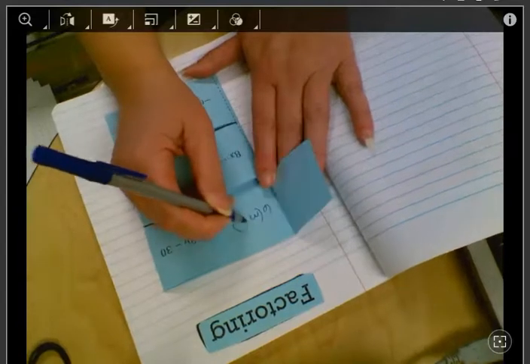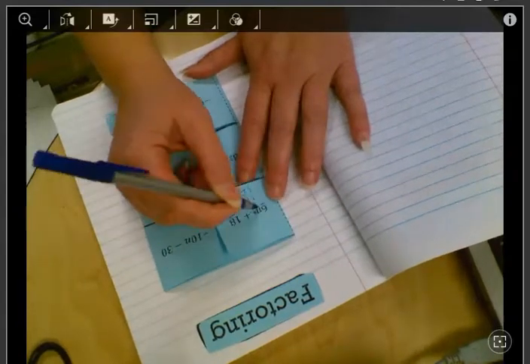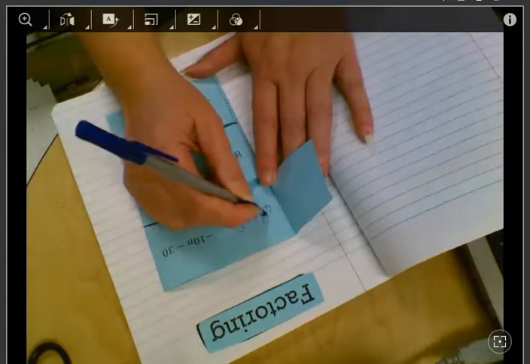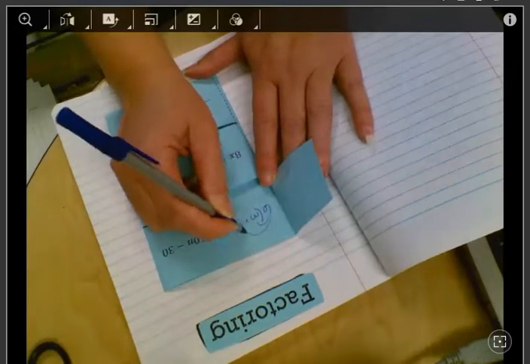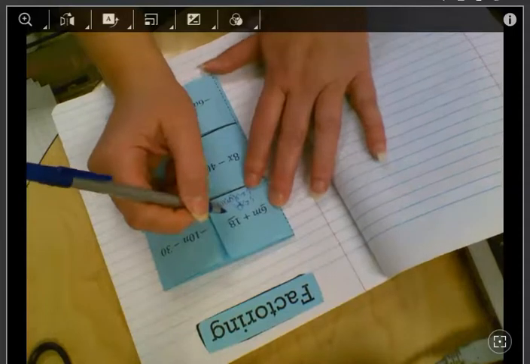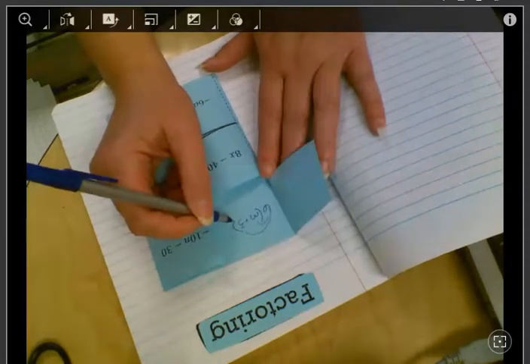I'm going to have a plus sign here. And what times 6 would give me 18? Well, 3 would. So if I redid this, this would be 6m plus 18, which is right there. So we know that we just did the opposite of distributing. We factored it back out.